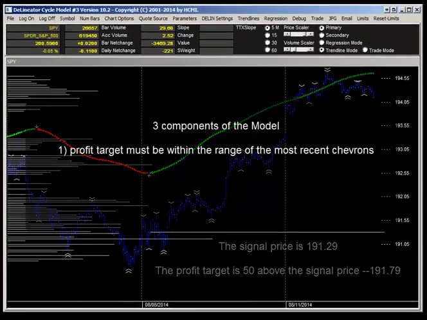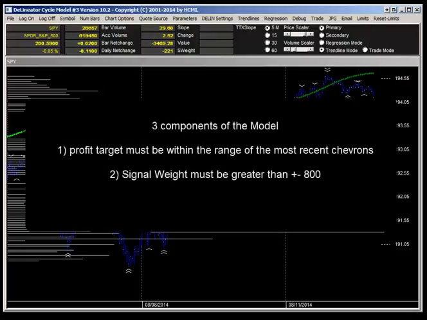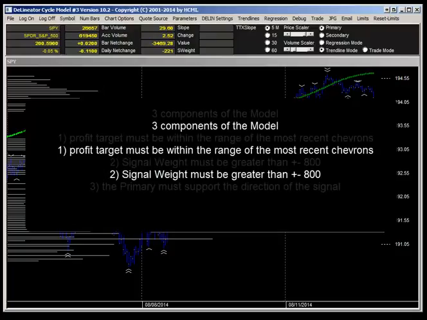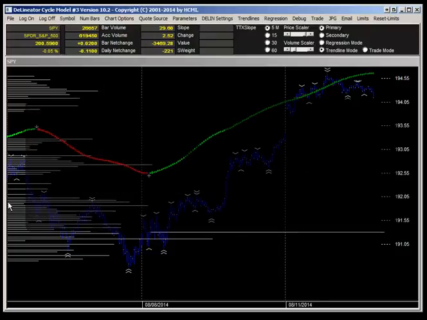We know our model trading strategy has 3 components. Number 1, profit target must be within the range of the most recent double chevrons. Number 2, signal weight must be greater than ±800. And number 3, the position of the primary must support the direction of the 5-minute signal.